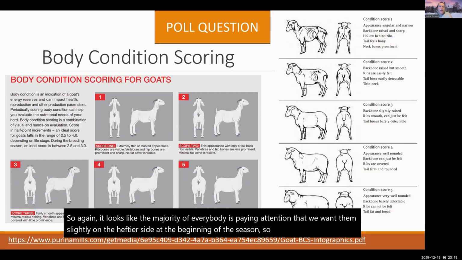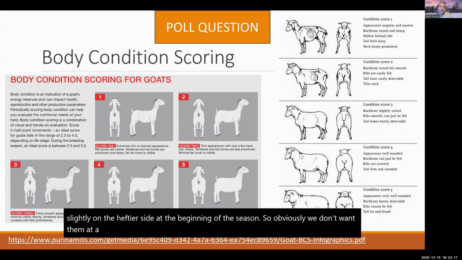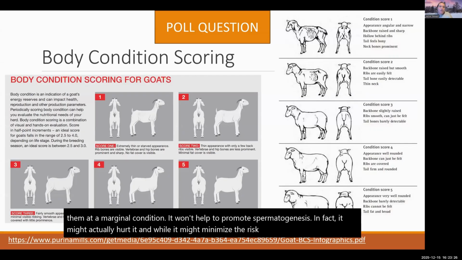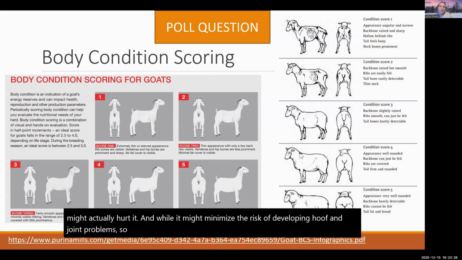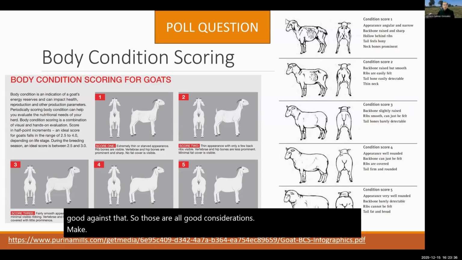Obviously we don't want them at a marginal condition. It won't help to promote spermatogenesis. In fact, it might actually hurt it. And while it might minimize the risk of developing hoof and joint problems, if you get them at no more than a 4, then you should still be good against that. So those are all good considerations to make. We have very smart farmers.